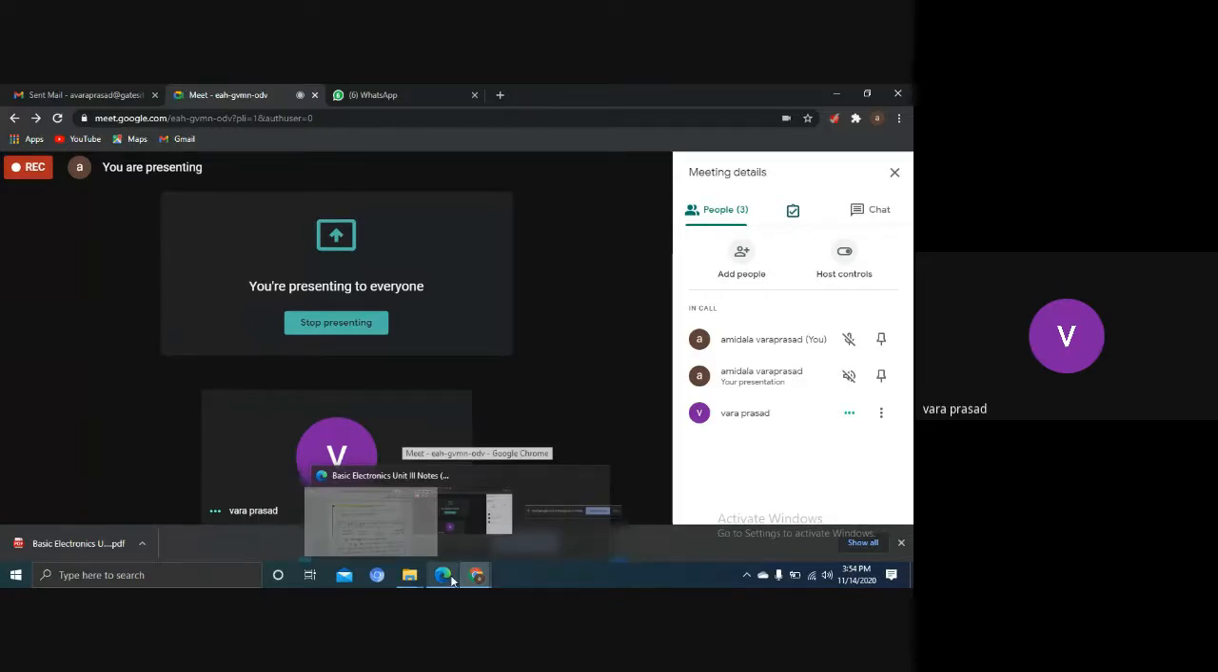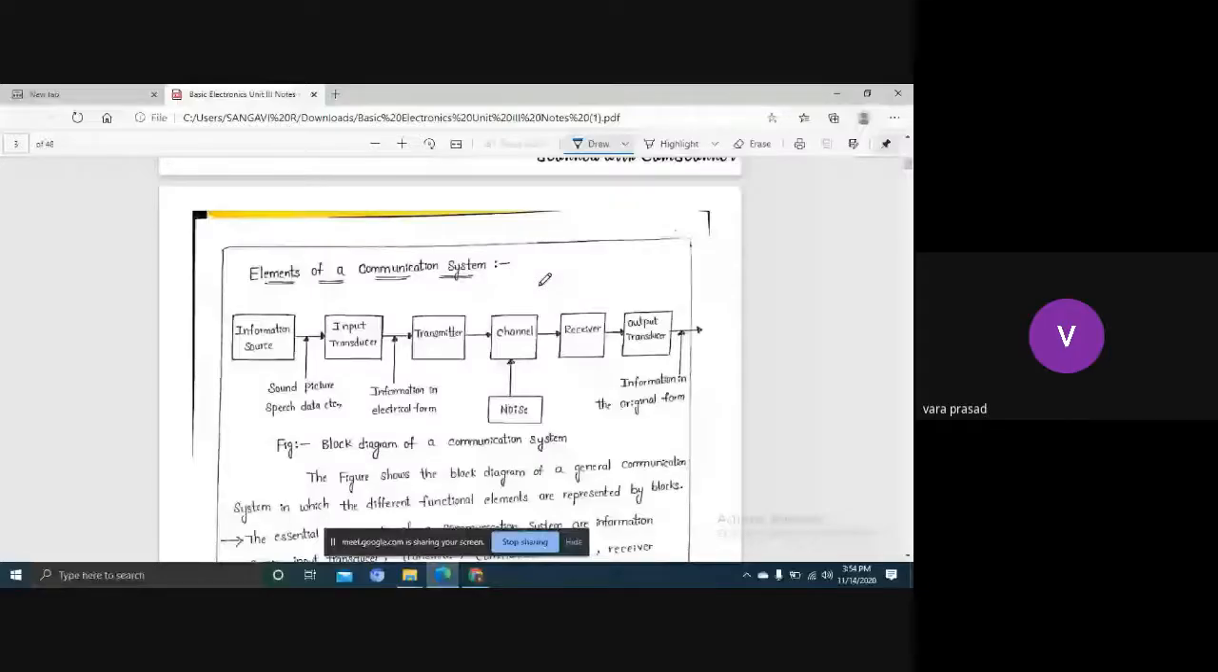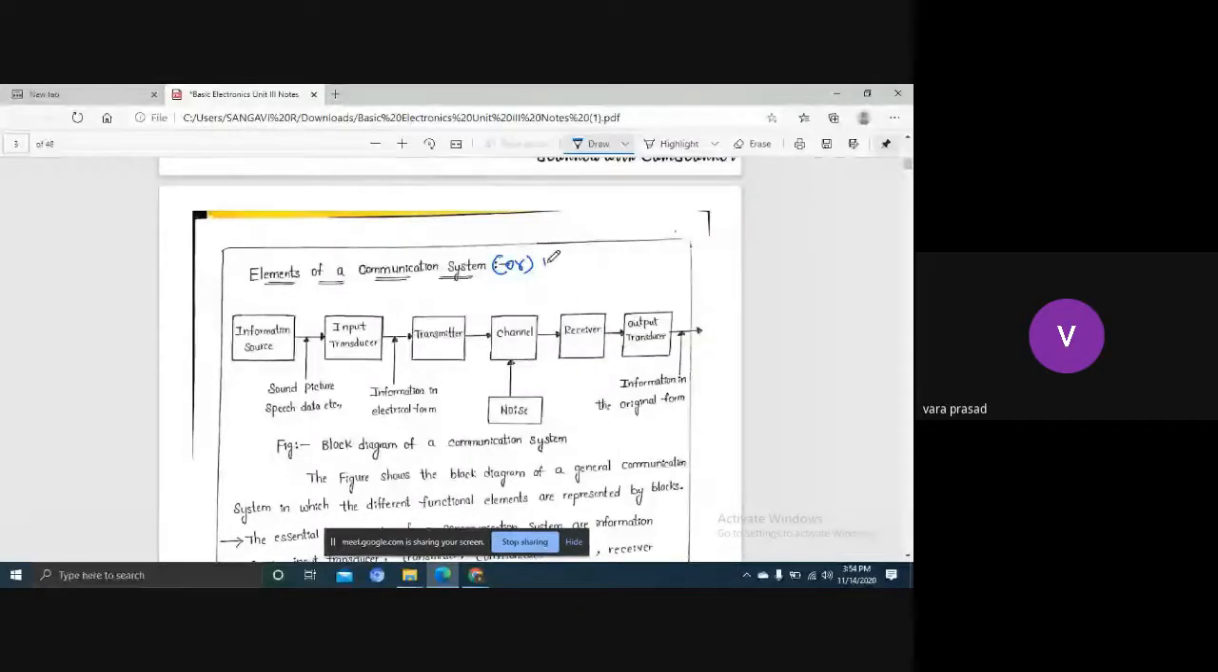Okay, Unit 3 revision class. Elements of communication system. Tomorrow I'm expecting this question. Elements of communication system are, I can say, the basic block diagram of communication system.